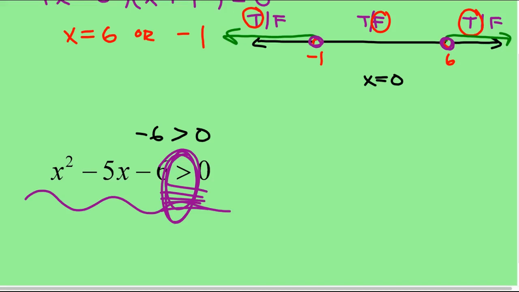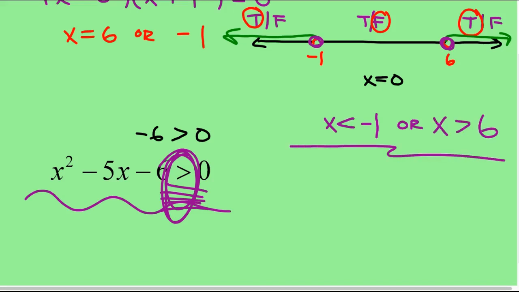All right, phew. Now the final answer is going to be x is less than -1 or x is greater than 6. Have to write it in two separate parts because it's a disjointed solution. There's a space in between there. So it has to be an or. If it's an and, you can write it all as one.